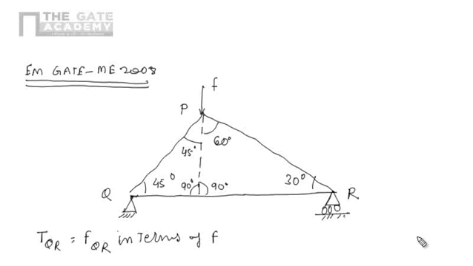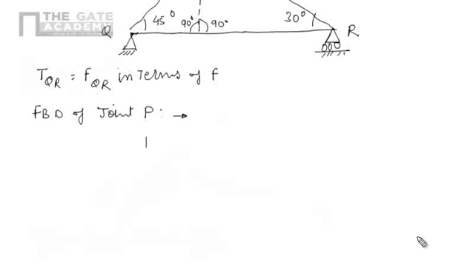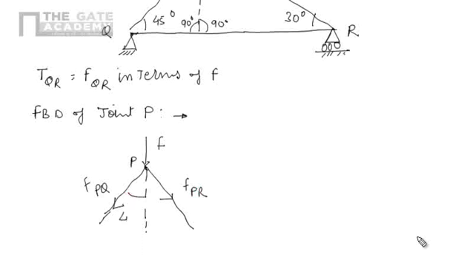So just draw the free body diagram at the point P. At P, the force F is coming, and there are two other forces here. Let's assume them to be tensile forces. This one is FPQ, and this one is FPR. So there are two forces, FPQ and FPR, and we know the angles. This one is 45 degrees, this one is 60 degrees.